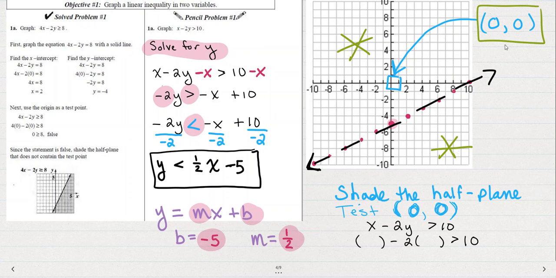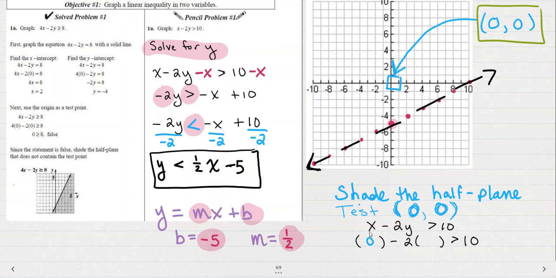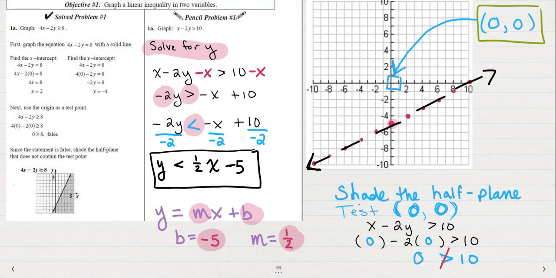But the official way is I'm going to do a test point. I'm going to test this (0, 0). I'm going to replace x with 0 and replace y with 0 and see if I get a true statement. So when x is 0 and y is 0, I'd have 0 minus 0, which is 0, is greater than 10. And that's not true, is it? Because 0 is not greater than 10.